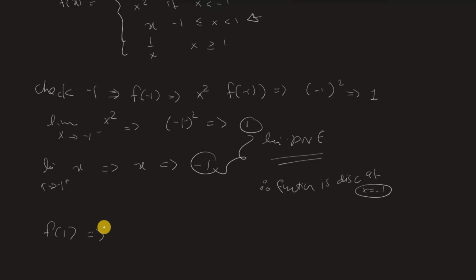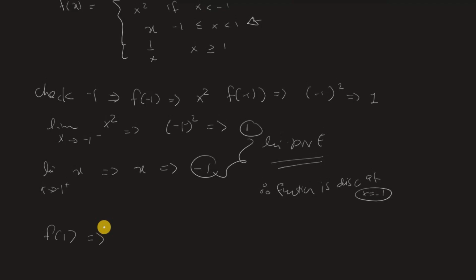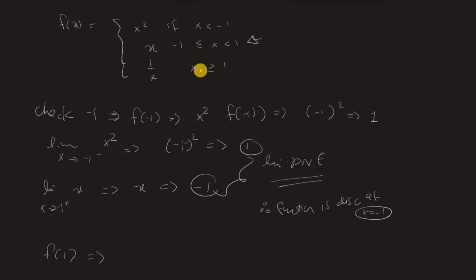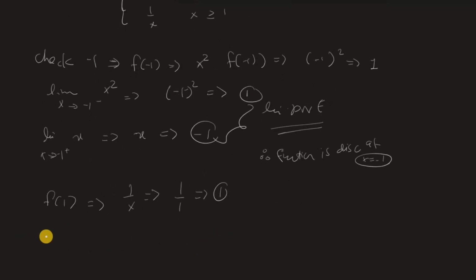So now if we go ahead and plug in f of 1, what do we get? So f of 1 means the value of x is equal to 1, right? Here it says x is greater than or equal to 1, so that means we have to check here x is equal to 1. It clearly says over here. So the function that we'll use is 1 over x, so 1 over 1, so we get 1 for the value in here.